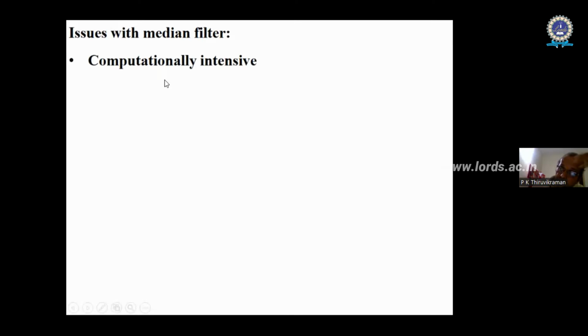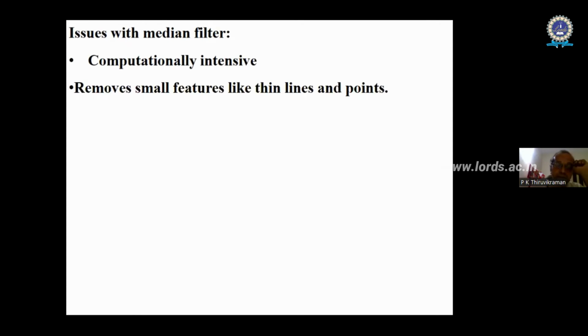And before sorting, you have to first bring out and store those values separately within the mask, right? So that is also an assignment operation. Further, you are doing sorting. So it is computationally intensive, and further it will remove small features like thin lines and points. As I mentioned, it removes salt and pepper noise, but it will also remove thin lines. I will show an example.